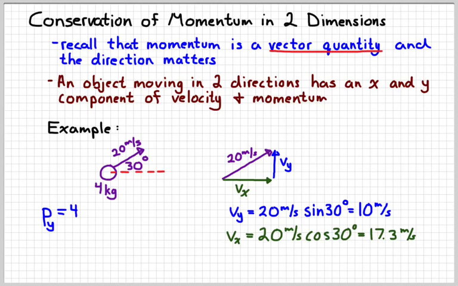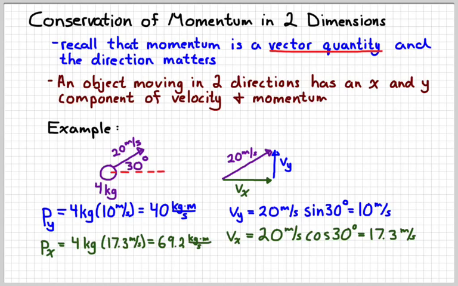The x and y momentum would simply be the mass multiplied by the component of velocity. So the y component of momentum would be 4 times 10, which is 40. The x component would be 4 times 17, which is 69.2. And so we can consider this object to have both an x and y component of momentum.